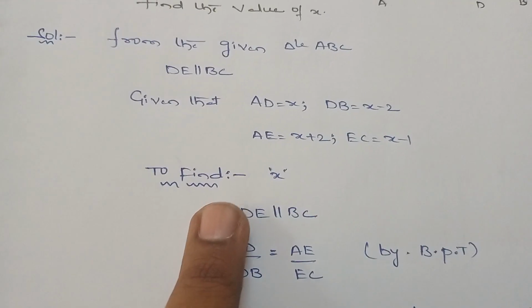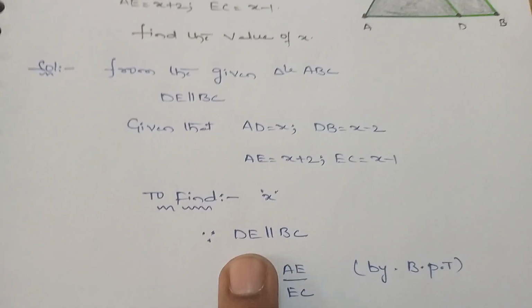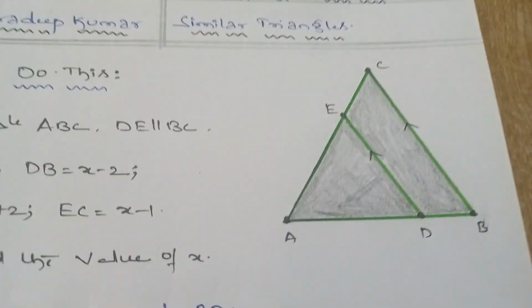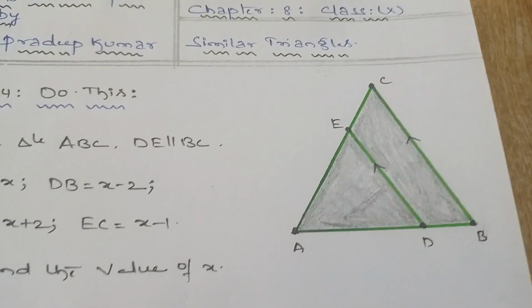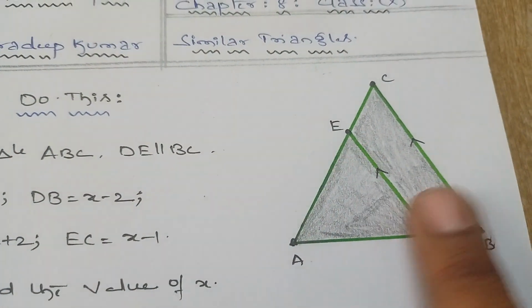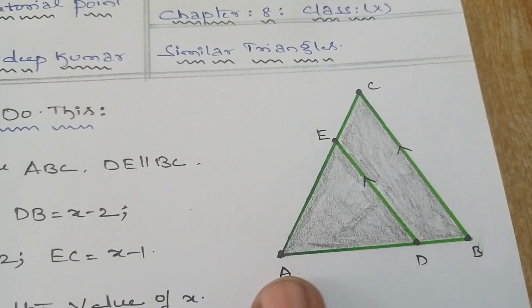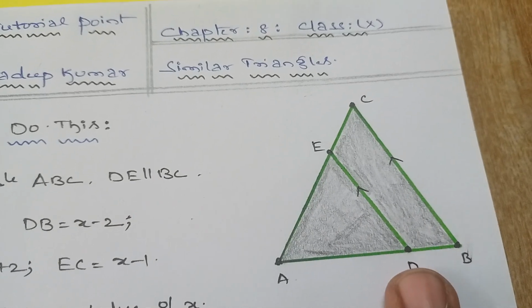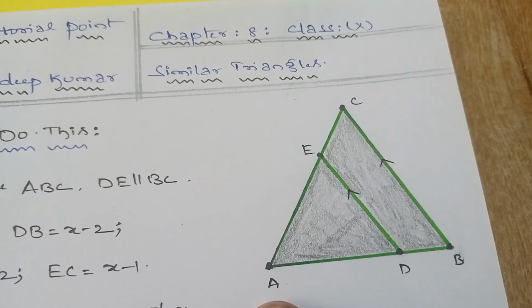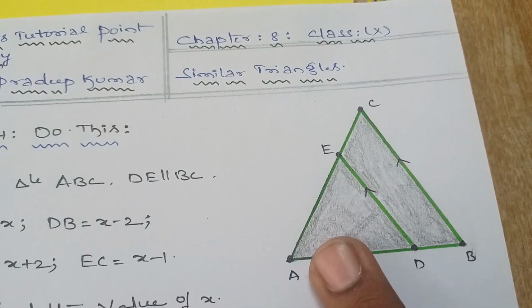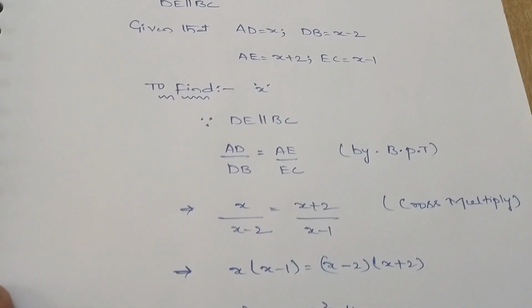Okay, coming to the sum, they are asking to find the value of x here. So here DE is parallel to BC, guys. As per the BPT, we know that if a line is parallel to one side, then it divides the other two sides in the same ratio, guys. So here DB by AD is equal to EC by EA. That is the statement of BPT, guys.